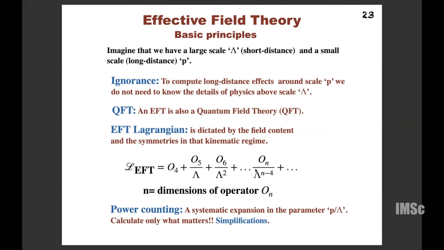Because at present, let's say you can measure some loop with a given precision, I don't need to compute it to a precision which is 100 times better than that. So I will compute only the things which are relevant given the experimental situation.